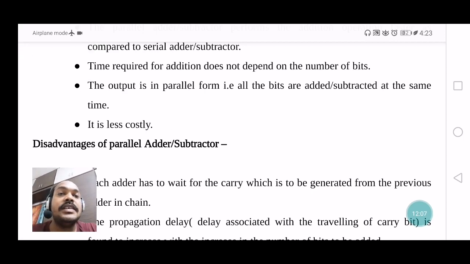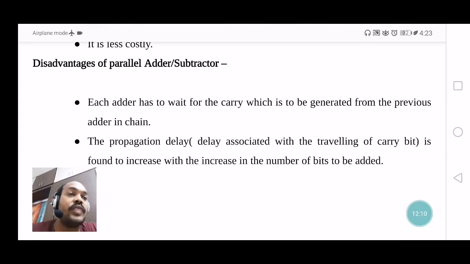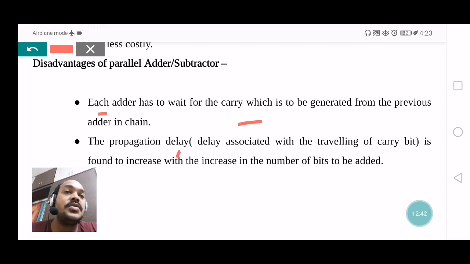Well, coming to the disadvantages. Each adder has to wait for the carry which is to be generated from the previous adder in the chain. This is the major drawback of parallel adder subtractor. For the operation of a full adder, in any stage, it has to wait for the carry, and the carry is the output of another full adder.